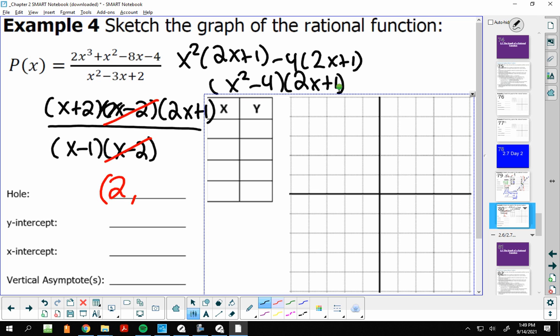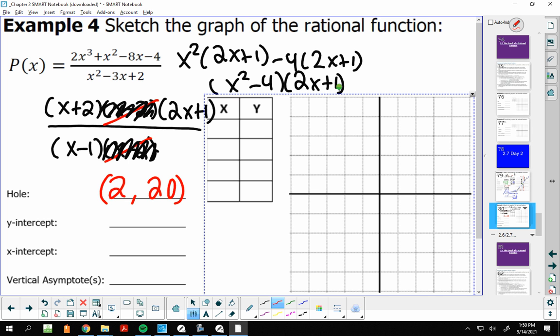So we cancel these out. I'm not going to rewrite it, but we're going to plug it into our simplified function. So when we plug in 2, we get 4 times 5 is 20 over 1. So 20 divided by 1 is 20. That's going to be way off our graph.